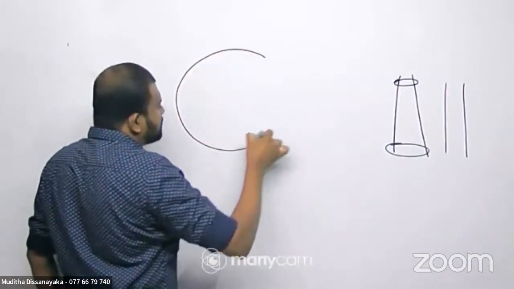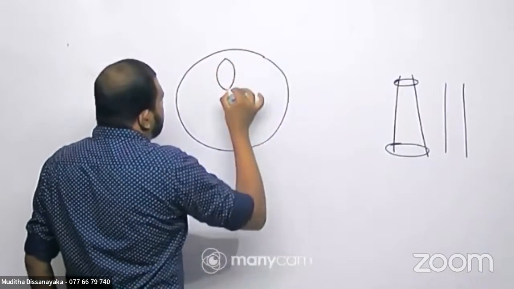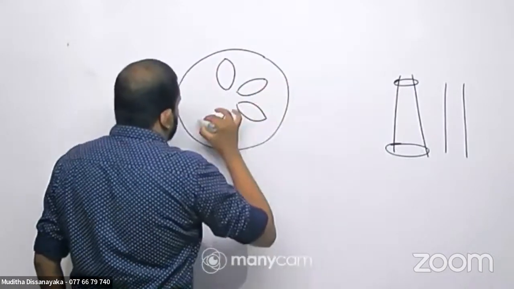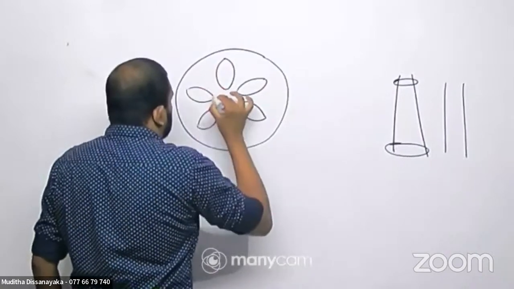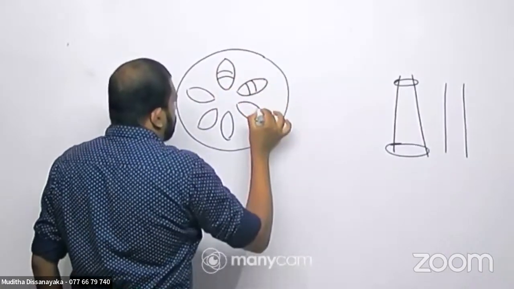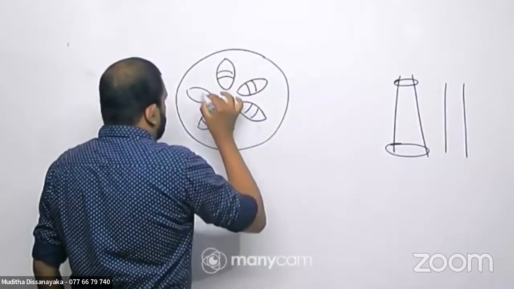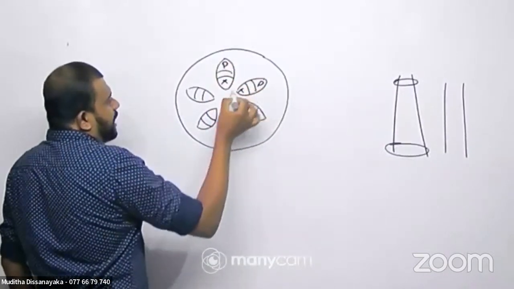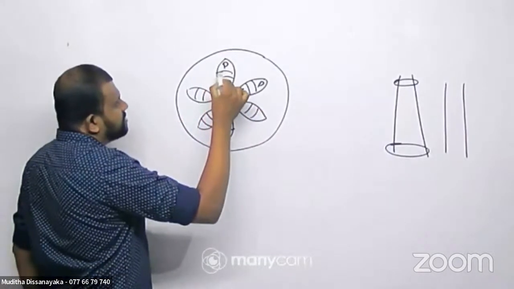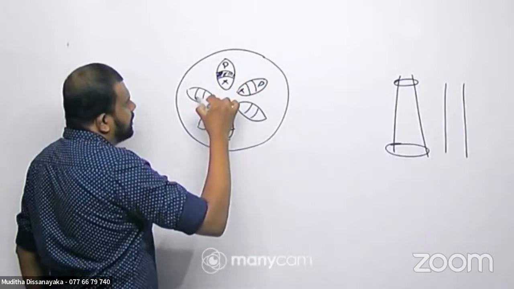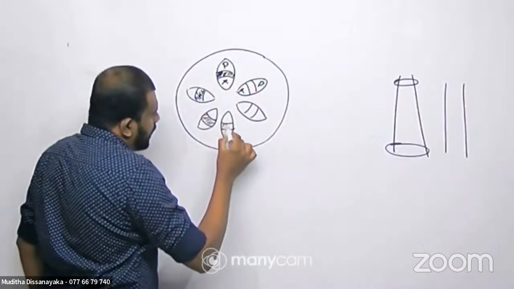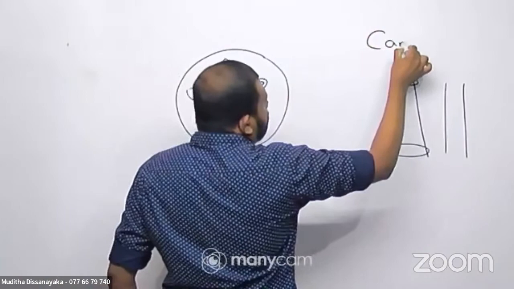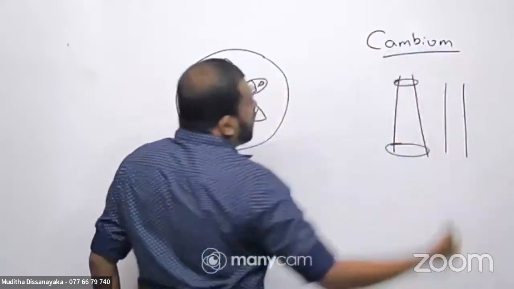If you take the dicot like this, its xylem and phloem are arranged like this. Outermost part is phloem, inner part is xylem. Now, in between that, you can see something like this. This is called cambium tissue. Where did you go through the term cambium? Cambium tissue.